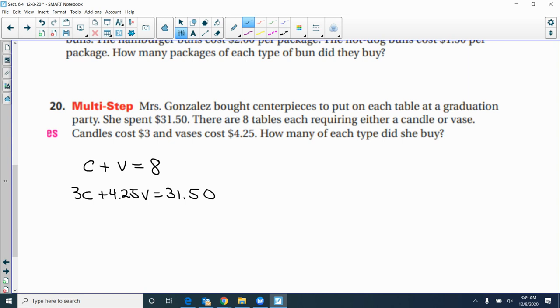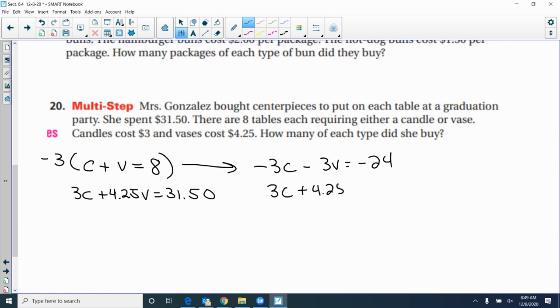All right, what do we need to do to solve this one? Multiply the top by -3. Yeah, I think that is the easiest way. When you do that, that gives us -3C minus 3V equals -3 times 8, which is -24. So those are all gonna be negative. And I got positive 3C plus 4.25V equals 3150. And then that gives us 1.25V equals, what is that, 750?